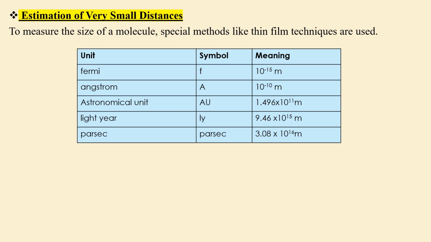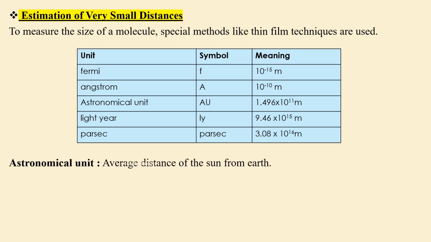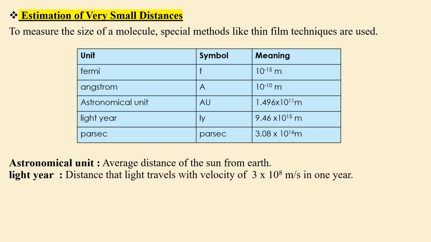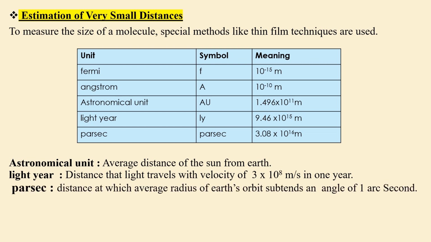Astronomical unit, AU, is equal to 1.496 into 10 to the power 11 meter. Light year, Ly, is equal to 9.46 into 10 to the power 15 meter. Parsec is equal to 3.08 into 10 to the power 16 meters. Astronomical unit: average distance of the Sun from Earth. Light year: distance that light travels with a velocity of 3 into 10 to the power 8 meters per second in 1 year. Parsec: distance at which the average radius of Earth's orbit subtends an angle of 1 arcsecond.